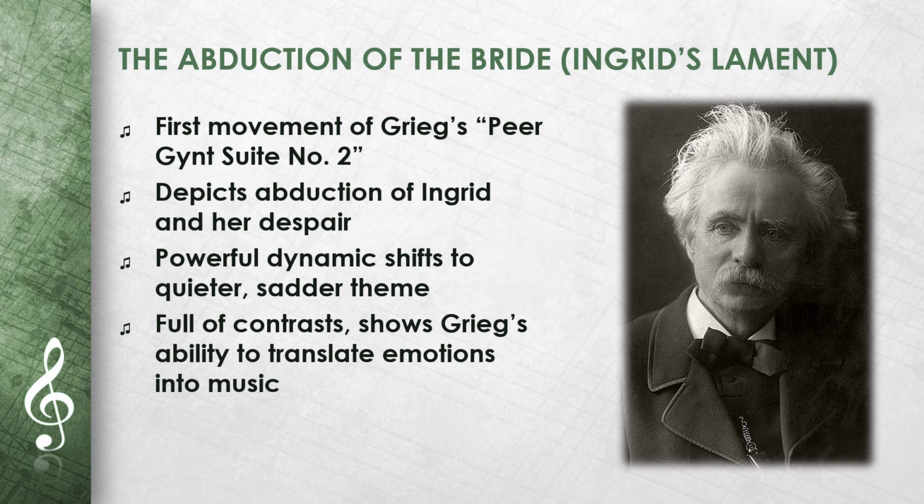The Bridal Abduction, Ingrid's Lament, is the first movement of Edvard Grieg's Peer Gynt Suite No. 2. This music describes the abduction of Ingrid and her despair. The strings and woodwinds play intense melodies that depict the dramatic and emotional scene. The music begins with a powerful dynamic and then changes to a quieter, sadder theme that shows Ingrid's grief. This movement is full of contrasts and shows Grieg's ability to translate strong emotions into music.